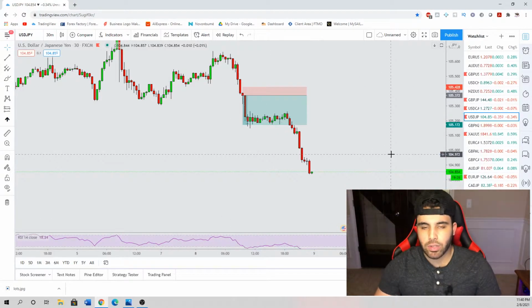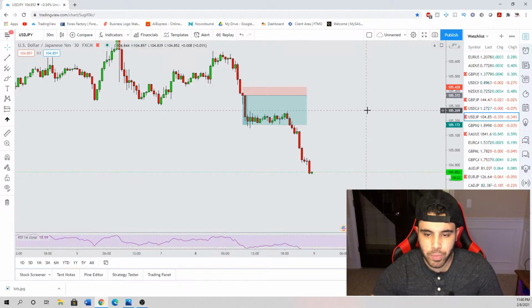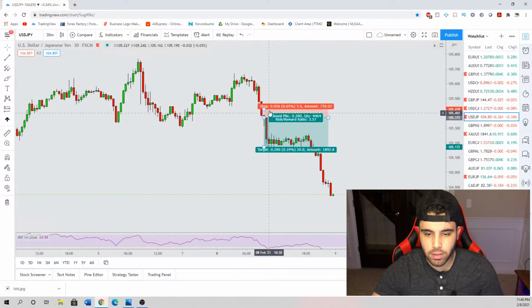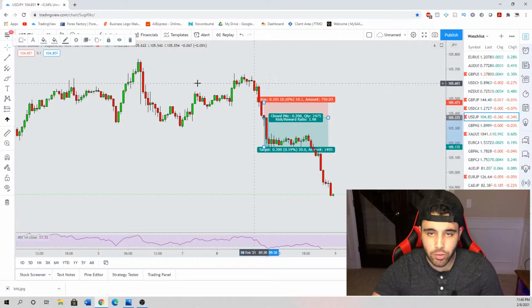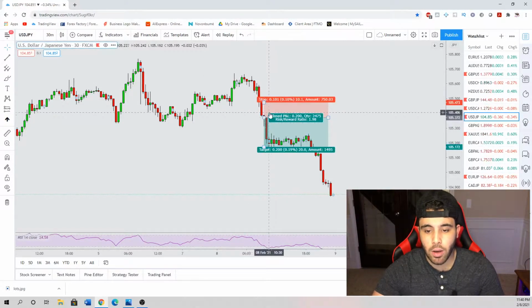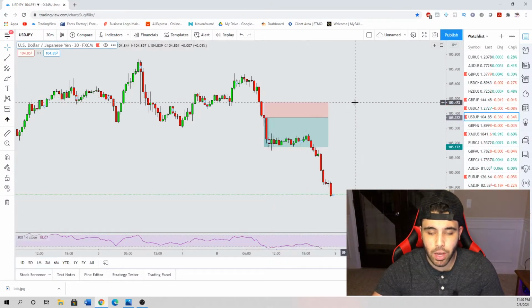So that's basically how you calculate your lot size. Now, again, if price went 10 pips in the opposite direction, I took a sell position, but price went up 10 pips, I would have lost $1 or $10 or $100 depending on my lot size.